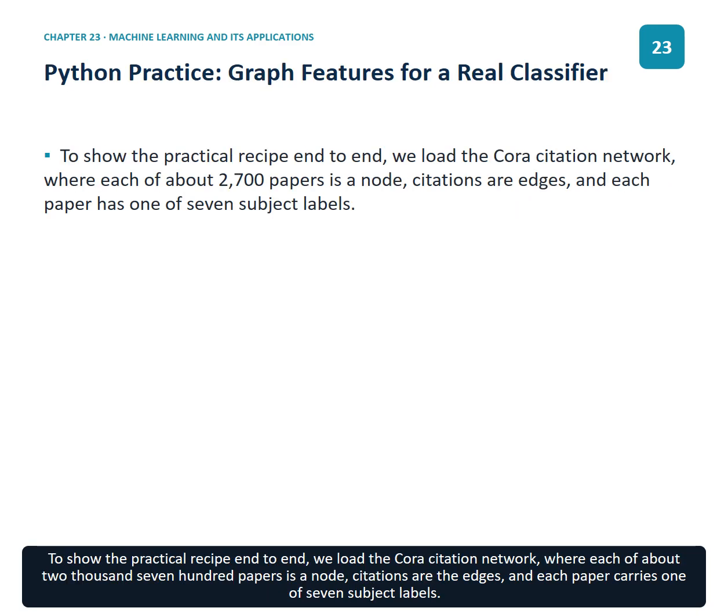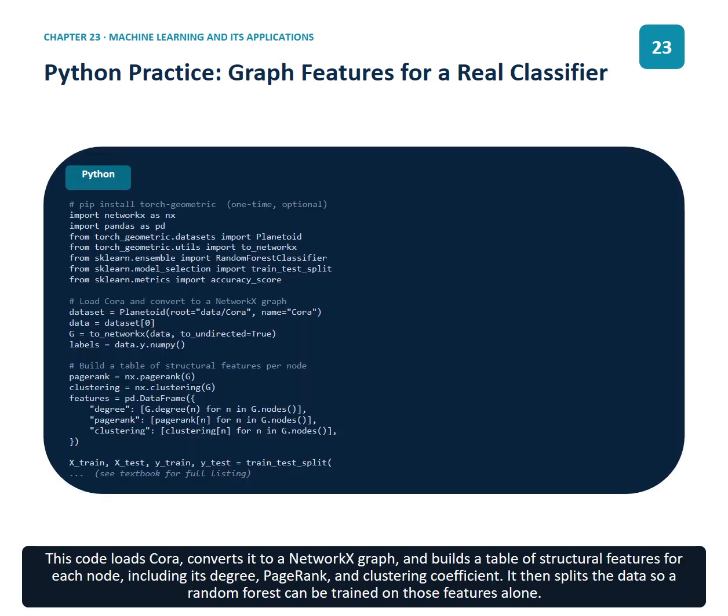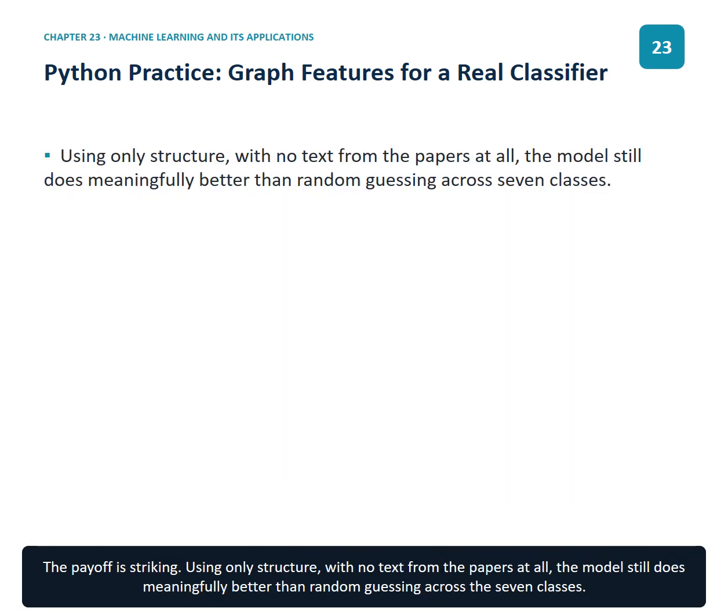To show the practical recipe, end to end, we load the Cora citation network, where each of about 2,700 papers is a node. Citations are the edges, and each paper carries one of 7 subject labels. This code loads Cora, converts it to a NetworkX graph, and builds a table of structural features for each node, including its degree, PageRank, and clustering coefficient. It then splits the data so a random forest can be trained on those features alone. The payoff is striking. Using only structure, with no text from the papers at all, the model still does meaningfully better than random guessing across the 7 classes.